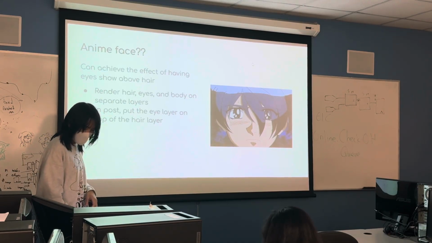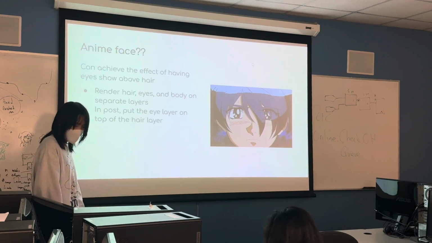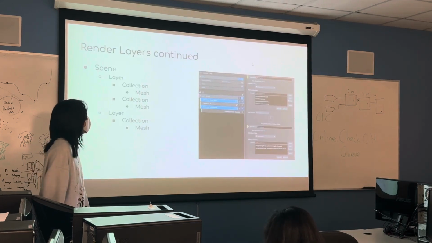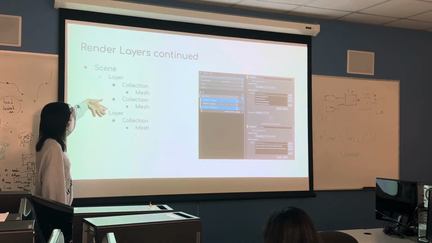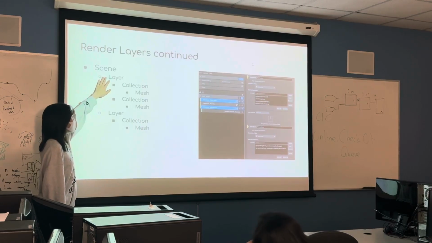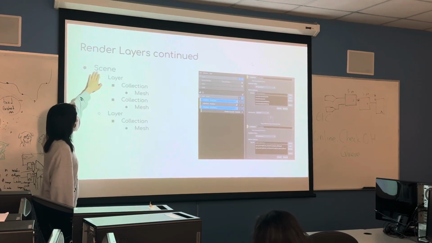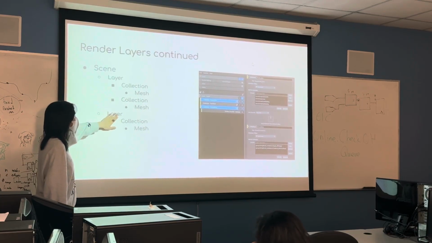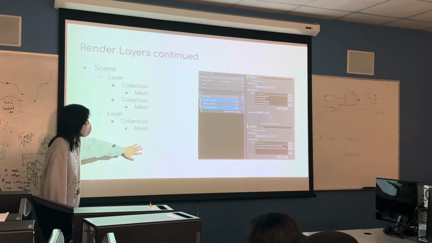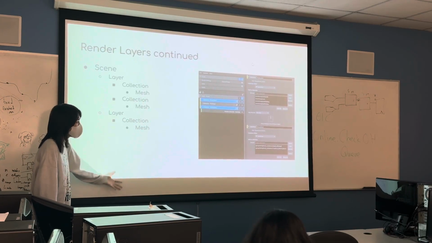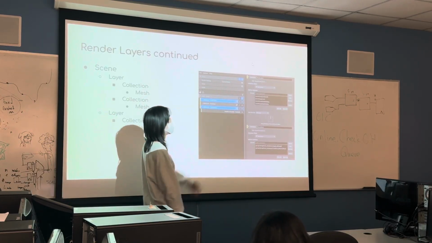Cool. So here are some applications of why render layers are important and useful. What do they look like in Maya? Essentially, this is your scene. It's created as a collection of layers. Each layer has a collection of meshes, essentially. So in your Maya file, there's a bunch of layers. Inside the layer, you create a collection, and the collection has a bunch of meshes. And each collection has a bunch of properties associated with it. This is what they look like.